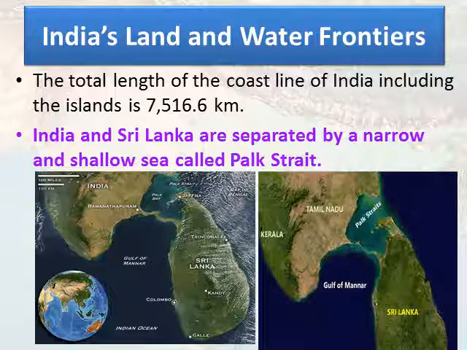Palk Strait. India and Sri Lanka are separated by a narrow and shallow sea, and it is called the Palk Strait. Dear children, a strait, S-T-R-A-I-T, is a narrow piece of sea that joins two larger areas. The strait that separates India and Sri Lanka is called the Palk Strait because it is named after Robert Palk, who was a governor of Madras during the Company Raj period.